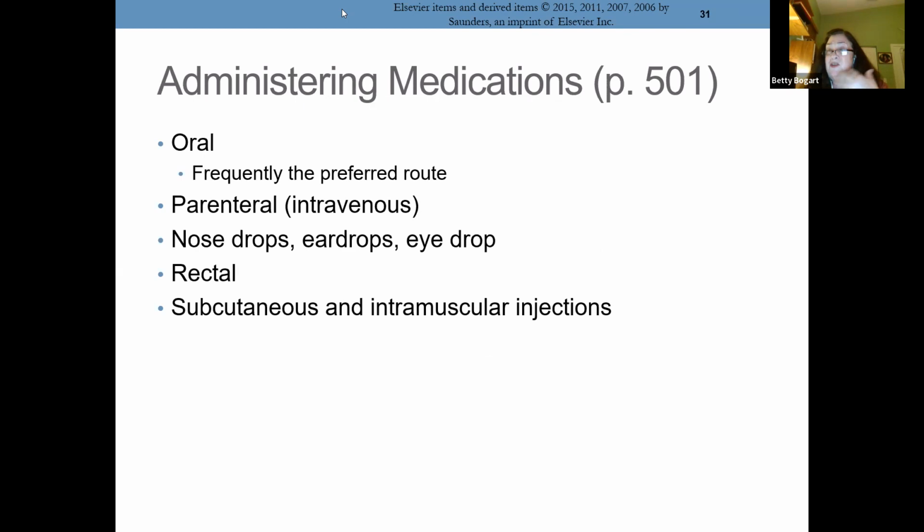Nose drops, make sure the kid's nose is clean first, or they blow their nose, and then give the drops. Ear drops, do you know how to hold the ear? Do you remember that? Up and back for younger kids, and then we can give the ear drops. Eye drops, make sure we pull out the canthus so we can give them properly. Rectally, make sure we get it through that sphincter, take the wrapper off, lubricate, and hold it in there so it will dissolve. And sub-Q and IM injections, how much do you give?